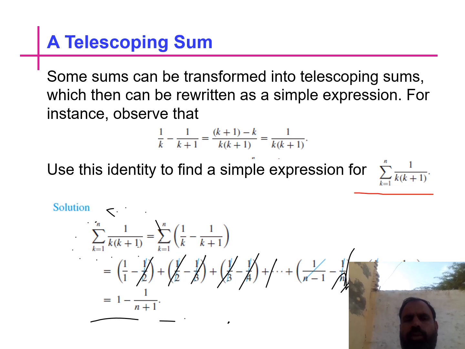And at the end, we can say that all the terms are cancelled by each other. This minus 1 by 2 is cancelled by this plus 1 by 2. This minus 1 by 3 is cancelled with this plus 1 by 3, minus 1 by 4. So similarly, at the end, only the last term and the first term remain. These are the remaining terms: 1 minus 1 over n plus 1.